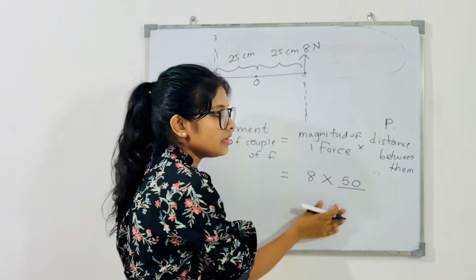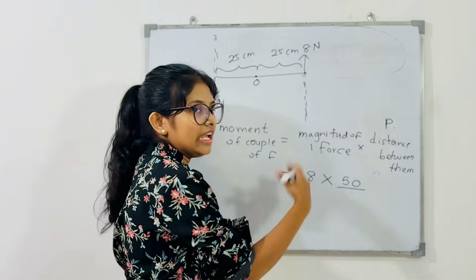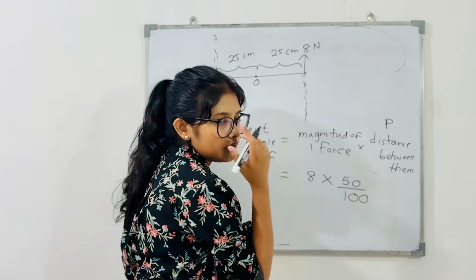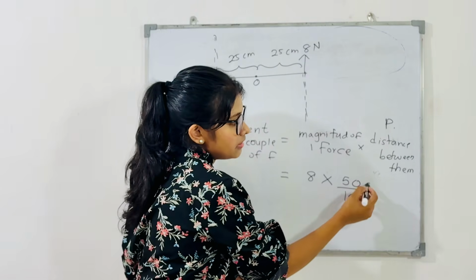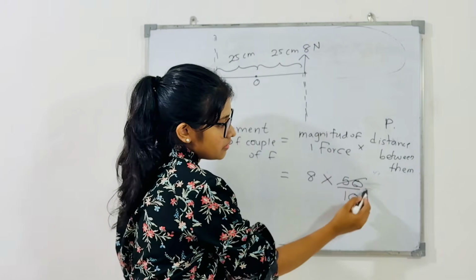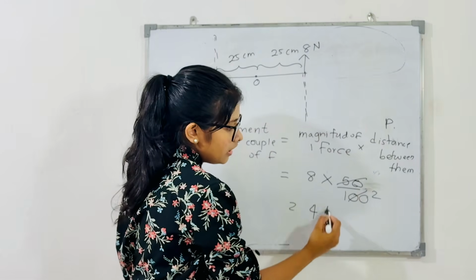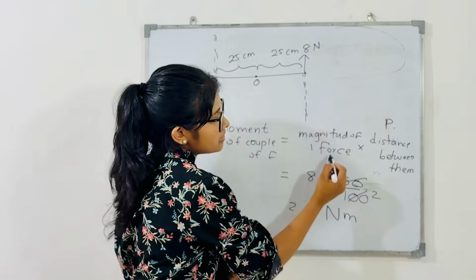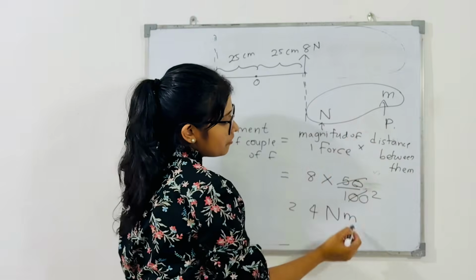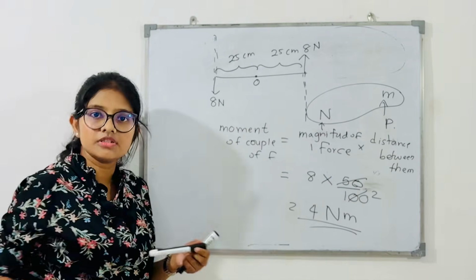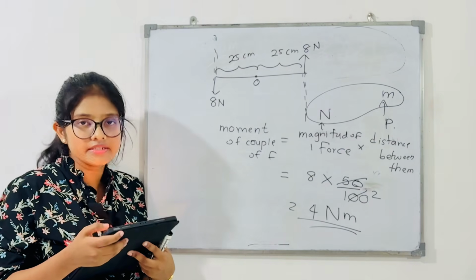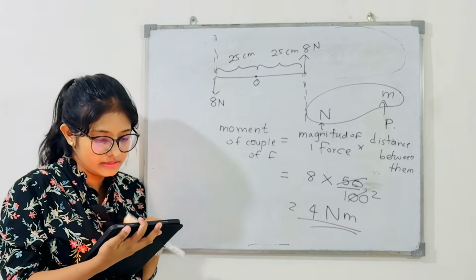But when you find the moment of a couple of forces, or any question related to moments, be sure to turn it into SI units, meters. To convert centimeters into meters, you need to divide by 100. So the answer is 4 Newton meters, because the force is in Newtons and the SI unit of distance is meters. It's number 2, the second answer.